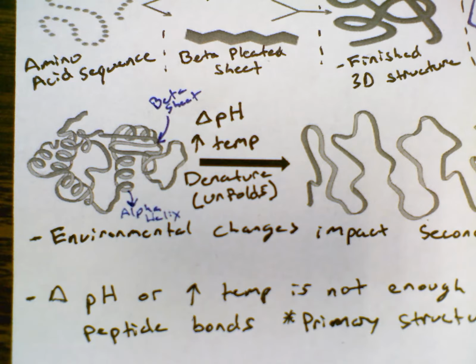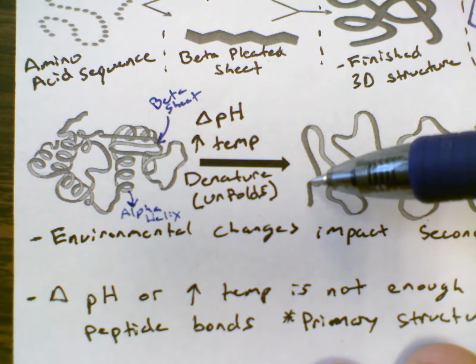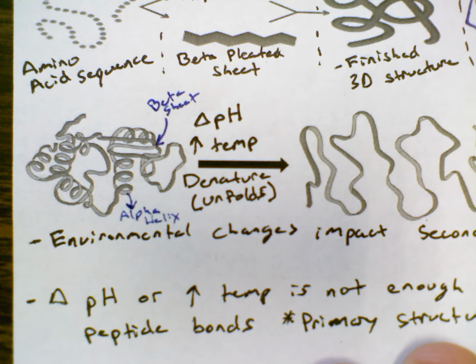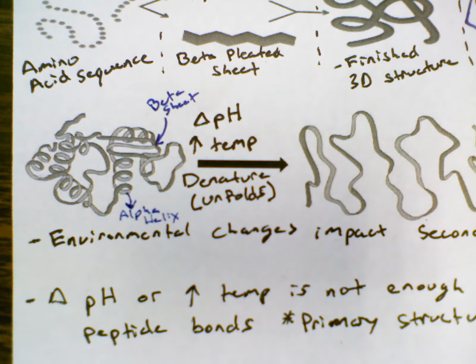Now notice that the protein didn't fall apart. It just unfolded. So primary structure is retained. What we lose is everything after primary. So you lose secondary, tertiary, and quaternary structure if you increase the temperature or change the pH of the protein. And when I say change the pH and increase the temperature, what I mean is you have to change it enough to cause it to denature. So there's going to be kind of these tight little windows that all proteins will operate under.